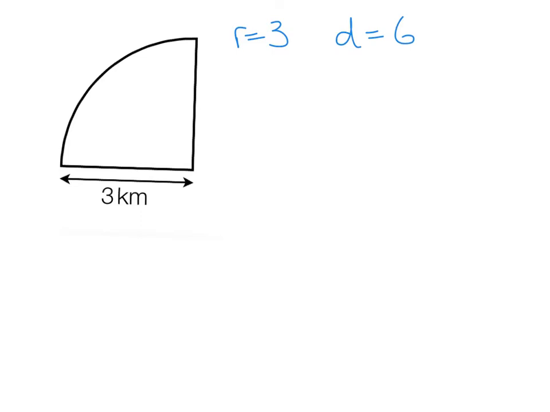Okay. So I'm going to start off with the area. Area equals pi r squared, which is pi times 3 squared. Again, I'm just doing it for a full circle, which is 28.3. Now, because it's a quarter of a circle, all I have to do is divide that by 4, and that tells me the area of that sector.